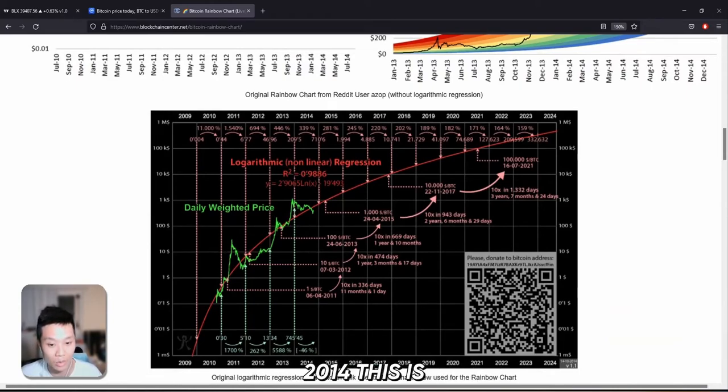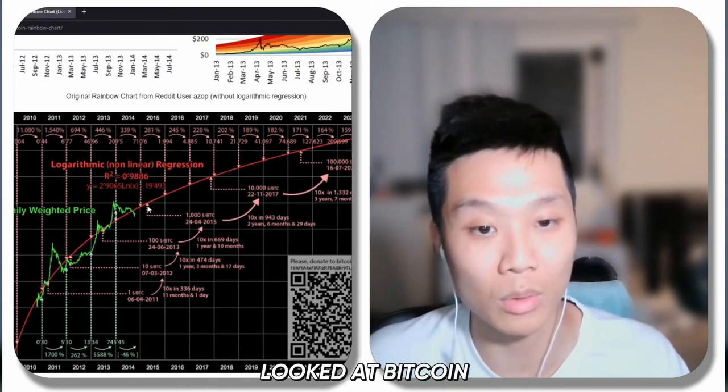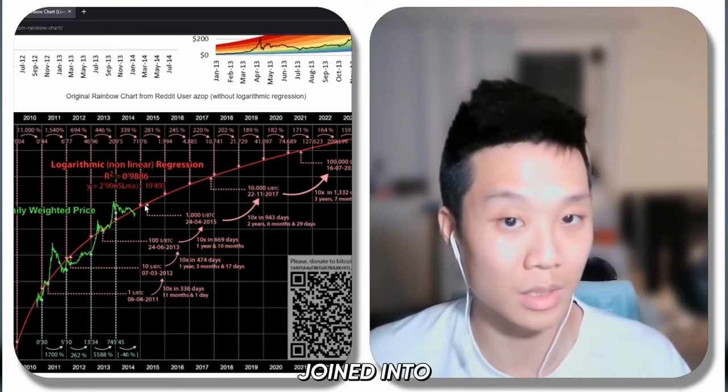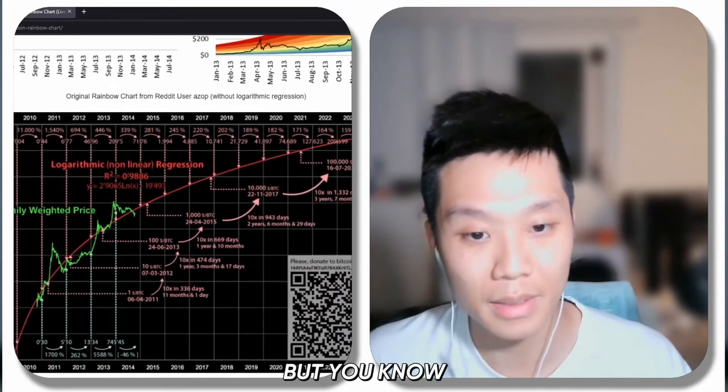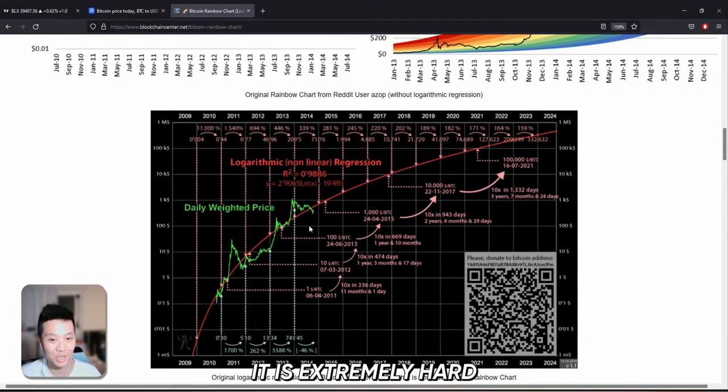So he stopped at 2014. This is before most people were in here. I hadn't even looked at Bitcoin until 2015. So this person came up with this formula before I even joined crypto. But you have to keep in mind that if you were using only this data right here, it is extremely hard to extrapolate into the future. But he had all of this data, and even then it's still quite hard. Over time you'll be able to figure out the correct formula because you have more and more data.